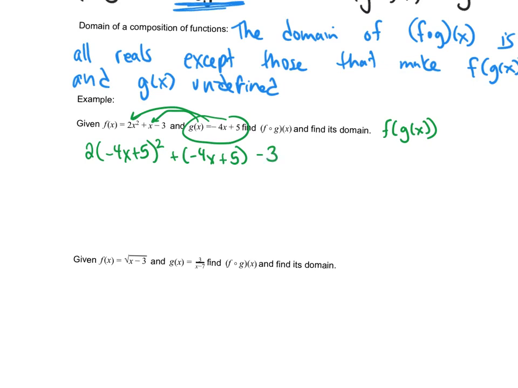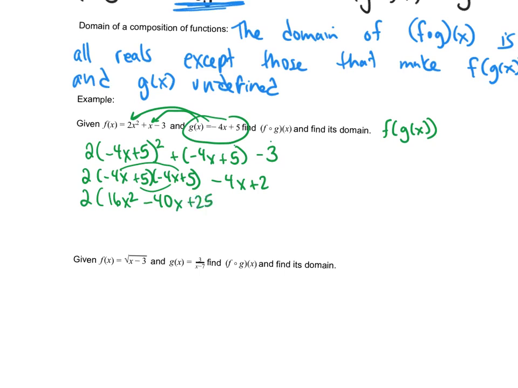And then I'll have to simplify this. Just like before, remember when you square a binomial, we write it twice: negative 4x plus 5, negative 4x plus 5. Nothing to distribute in the next part, so this will just be negative 4x plus 2, because I can put the 5 and the negative 3 together. If I FOIL these two, I'll get 16x squared. On the outer, I get minus 20, on the inner, I get minus 20, so that's minus 40x plus 25, minus 4x plus 2.